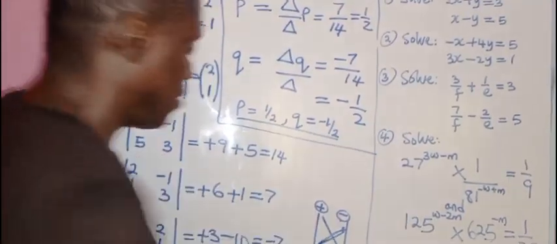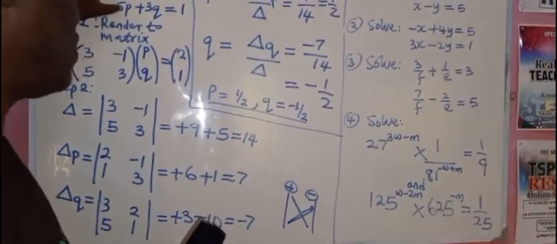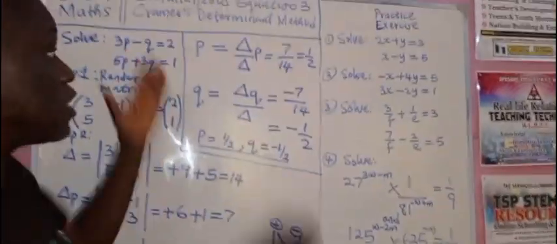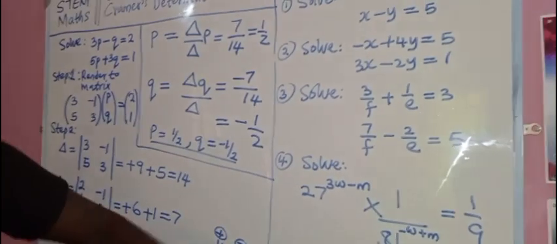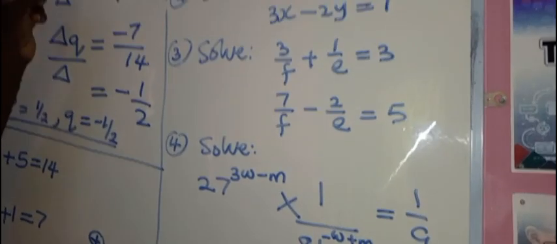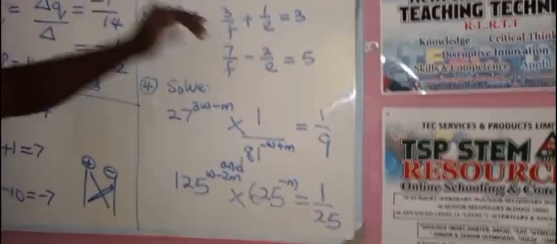Very simple method. You can confirm this by using elimination method and substitution method to solve this also. You must get the same answer. That is elimination method. Cramer's, determinant method using Cramer's rule. Okay, very simple. So try to apply that in solving this. Question number 3 and question number 4, I've already discussed that in part 1 and 2 of this topic, simultaneous equation. So I don't need to explain 3 and 4.